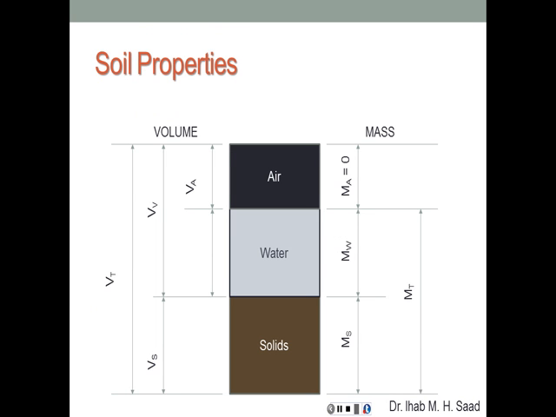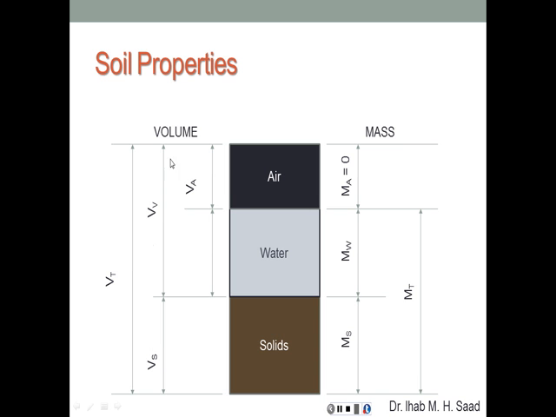Just having a look at this graph shows basically what we're talking about. It has solids, and then again, if partially submerged, it's going to have water, and it might have air. All of this may be filled with water if it's totally submerged, and all of this is going to be filled with air if it's not submerged at all. And these can be measured either by volume or by mass.